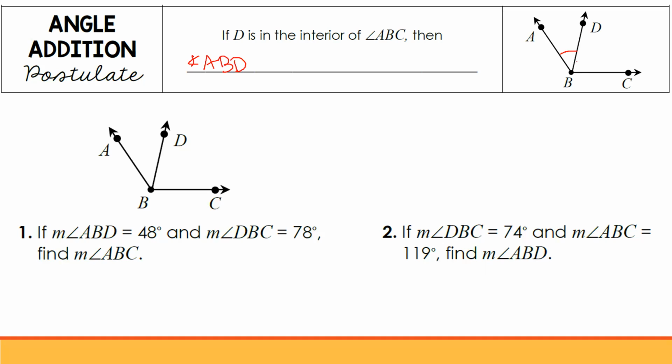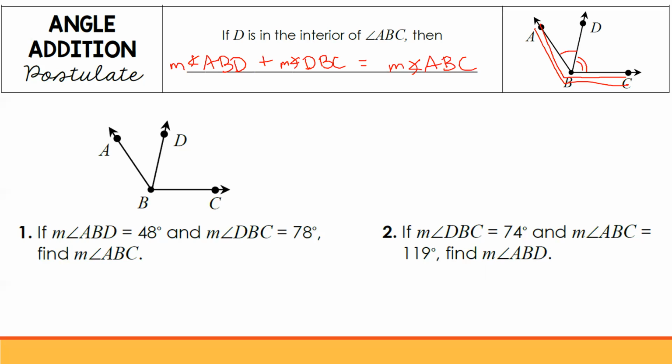And another small angle here, angle DBC. And when I put them right next to each other, I get this bigger angle, angle ABC. So the angle addition postulate says you can take the measure of each one of these small guys and add them together. And when you add them together, you're going to get the measure of the big one. Okay. Sometimes it's easier to see an example.